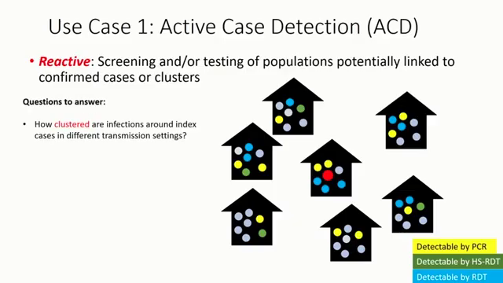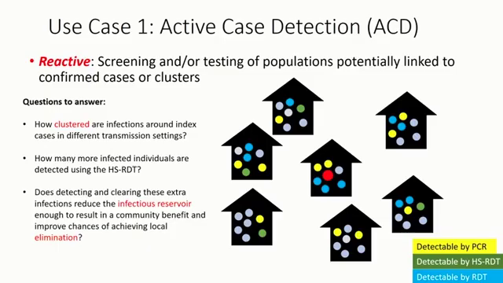In order to estimate what impact this is going to have on transmission, we first need to know how clustered infections are around index cases and how we expect this to change in different transmission settings. Then we need to know, if we switch from using an RDT to an HS-RDT in this use case, how many additional infected individuals are we going to pick up?